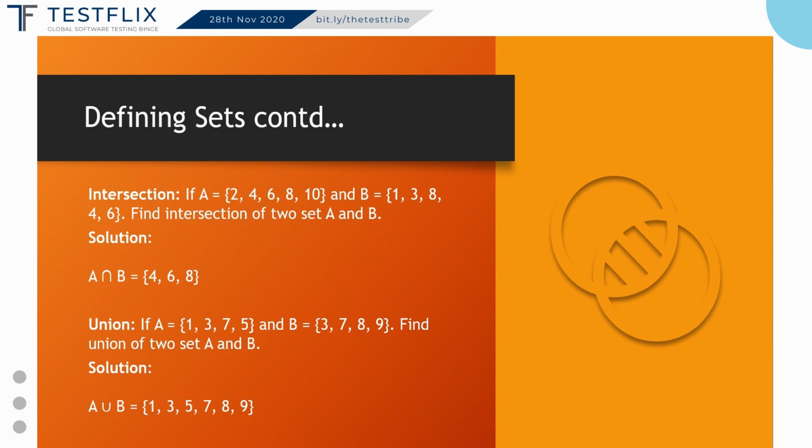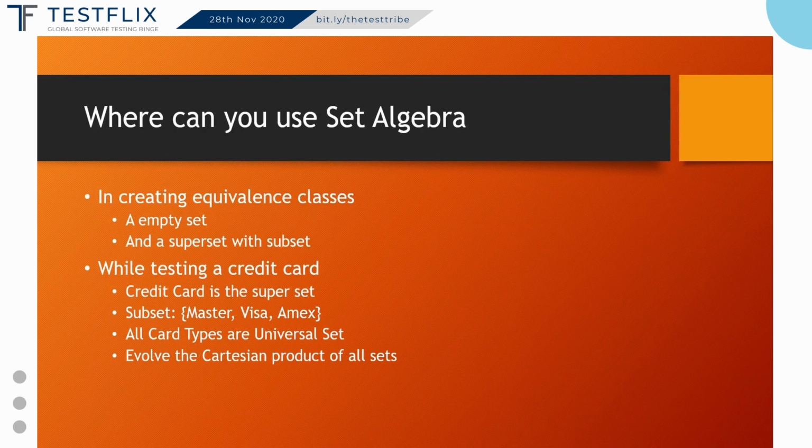And if you go to union, here I'll have to just combine both the sets. So the elements of set A are 1, 3, 7, 5, and the elements of set B are 3, 7, 8, 9. When I create a union of both, it will be 1, 3, 5, 7, 8, 9, which is nothing but a combined set of A union B.